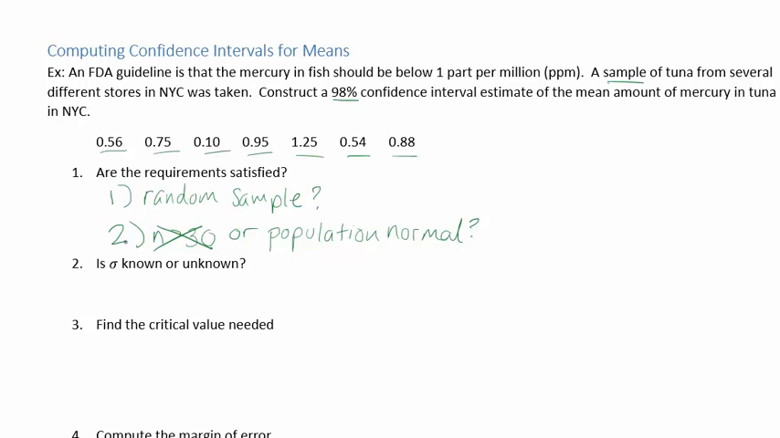In any case, if we assume that these are true, then the second determination is, do we know sigma or not? And in this case, we do not. And as we talked about in class, that's usually the case, that normally you don't know what the population standard deviation is unless we were able to determine that from some other study or something like that. So since it's not known, when we go to find the critical value and when we go to compute the margin of error after that, we're going to have to be using the t distribution. This is that student t distribution instead of the normal distribution.